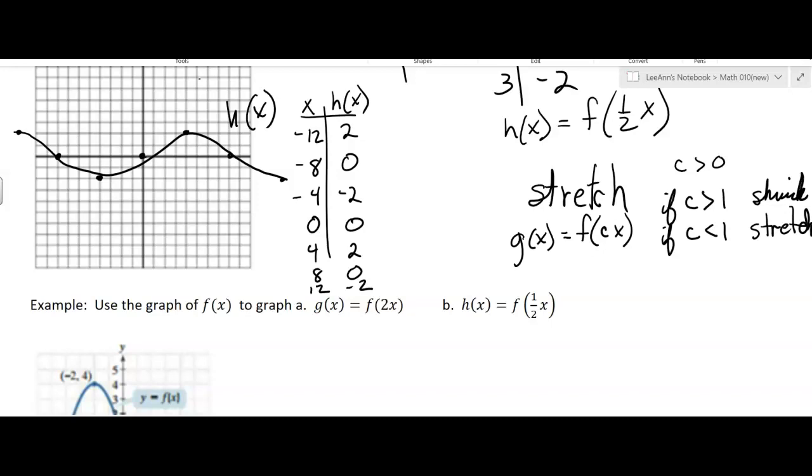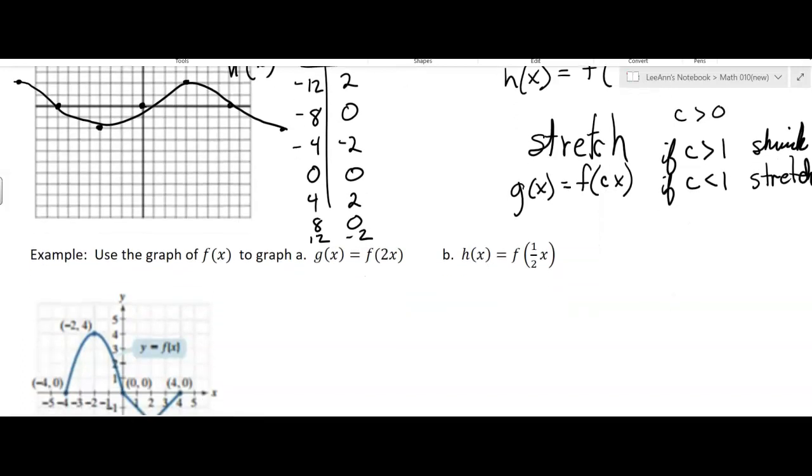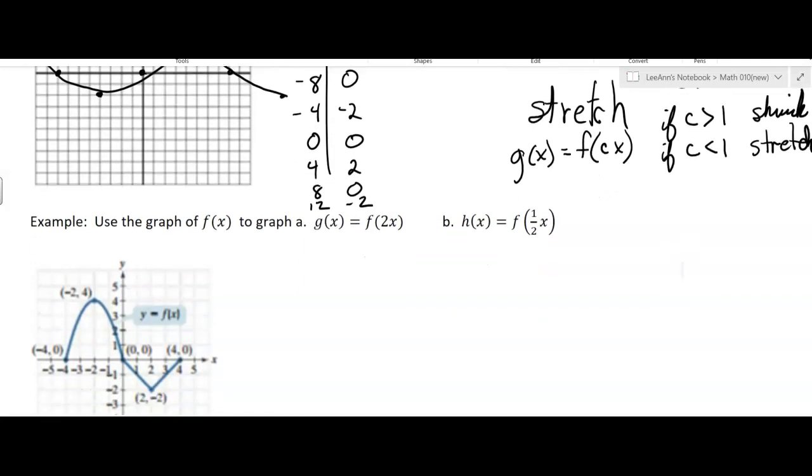So it kind of works the opposite of the vertical ones. If c was bigger than 1, it was a stretch on the vertical, but if it was less than 1, it was a shrink. But now for the horizontal, if c is greater than 1, it's a shrink, and if it's less than 1, it's a stretch. Okay, so hopefully that'll make some sense. You kind of have to let it seep in.